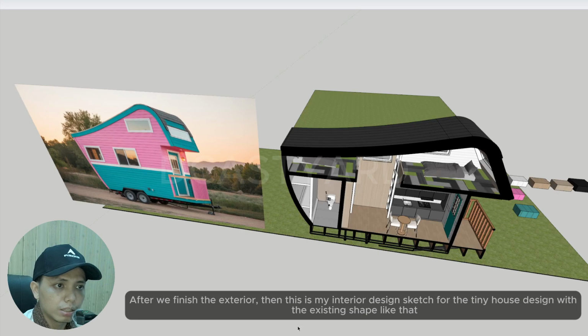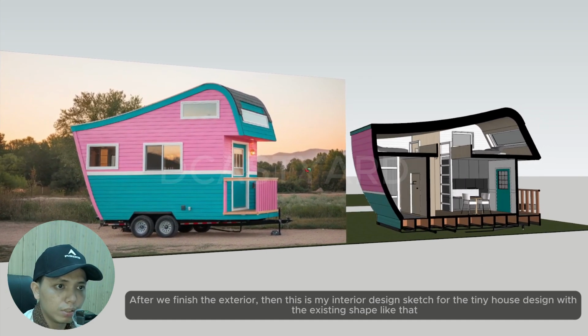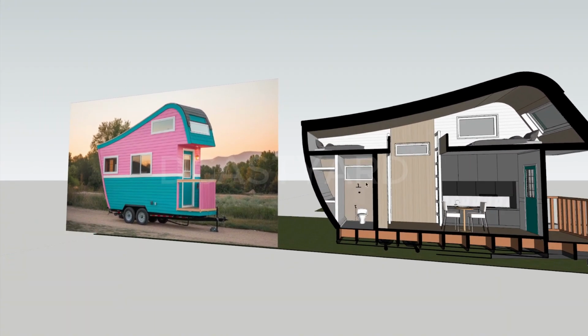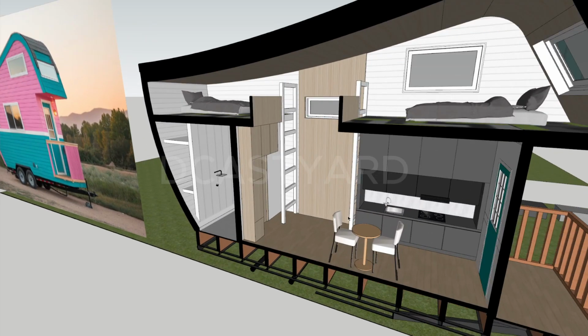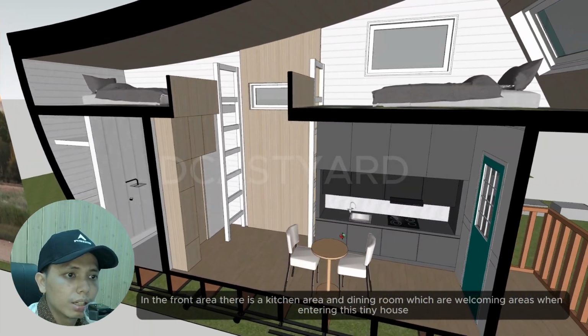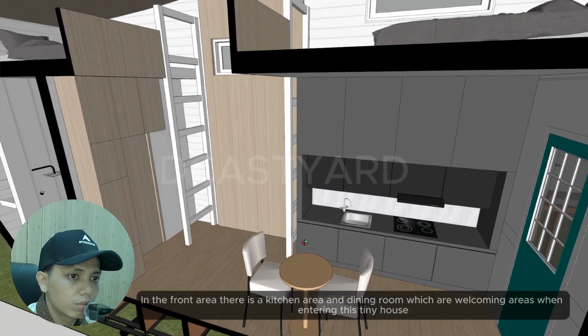After we finish the exterior, then this is my interior design sketch for the tiny house design with the existing shape like that. In the front area, there is a kitchen area and dining room, which are welcoming areas when entering this tiny house.